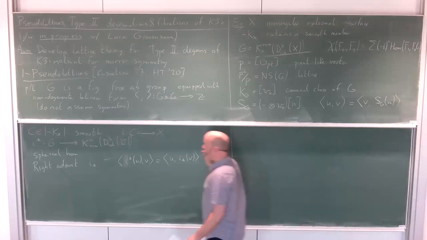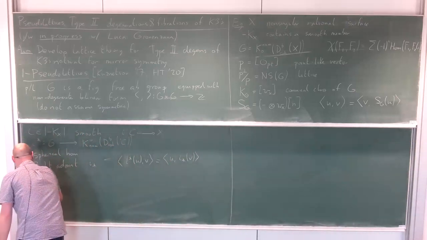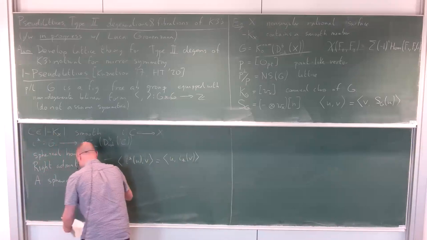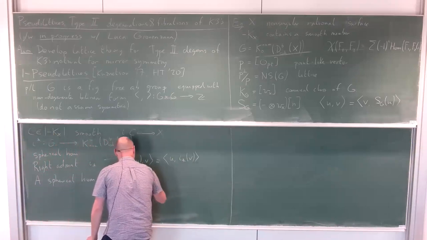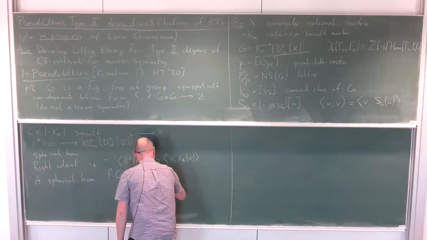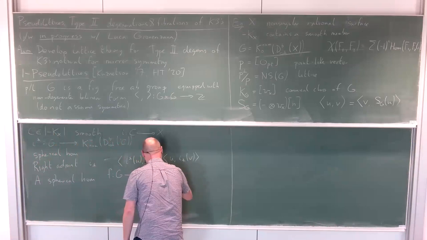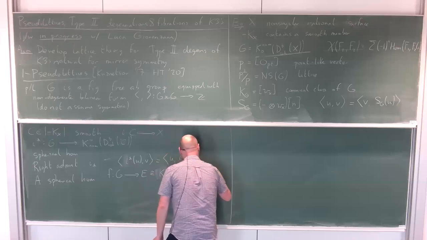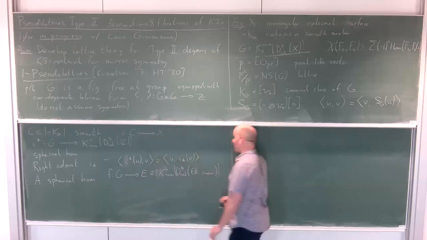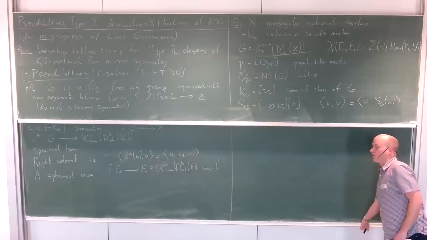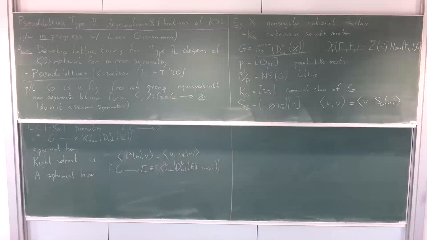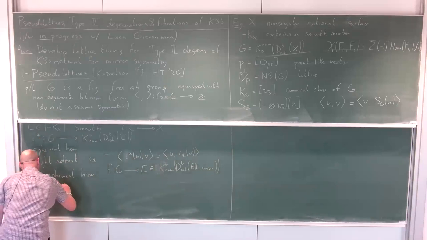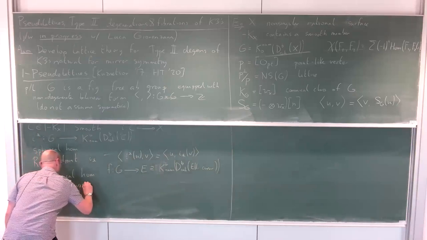Okay, and I will say I'm going to get even more vague. We're going to get back to being specific in a minute. A spherical homomorphism, let's say F from G to E, where E is isomorphic to the numerical Grothendieck group of the bounded derived category of coherent sheaves on an elliptic curve. So a spherical homomorphism from a pseudolattice to the numerical Grothendieck group of the bounded derived category of coherent sheaves on an elliptic curve. This thing is called quasi-del Pezzo.